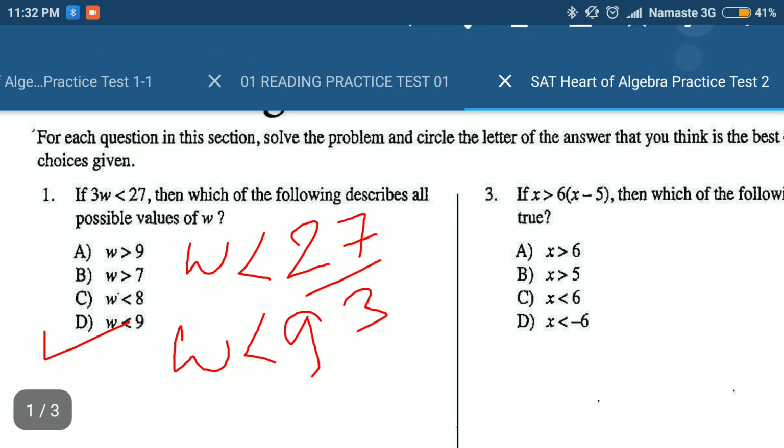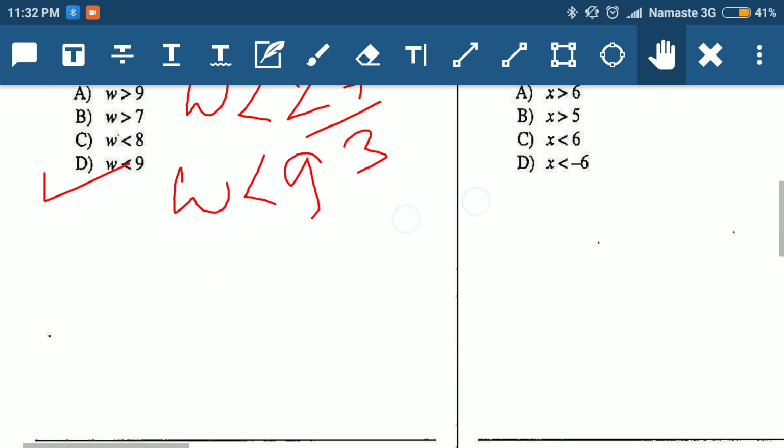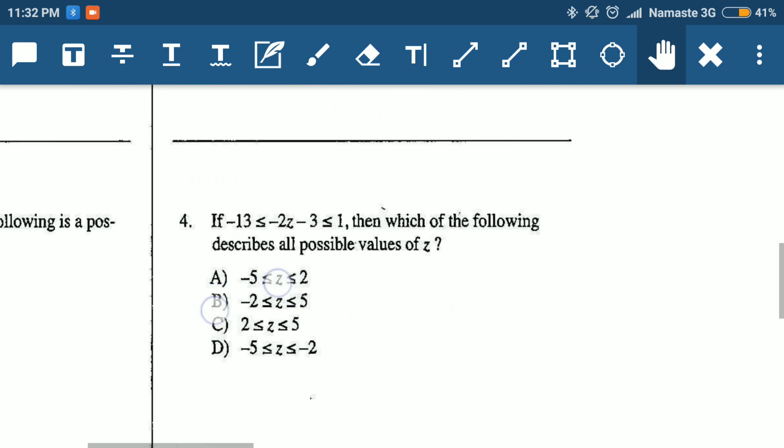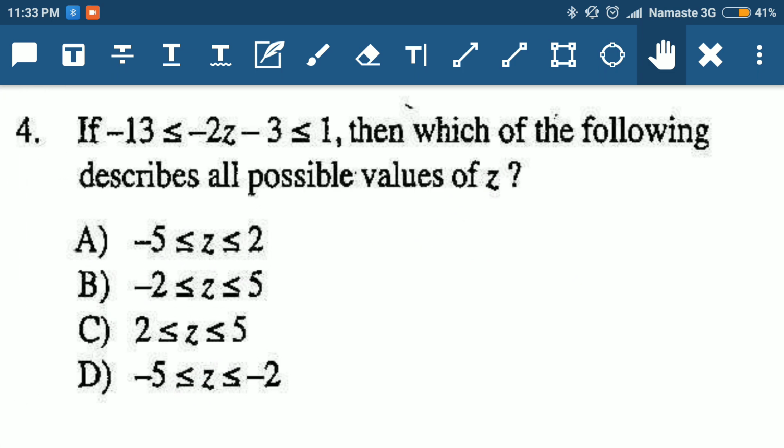Okay, next one. Let's go for question 4. Here we have minus 13 is less than or equal to minus 2z minus 3, less than or equal to 1. What could be the possible value of z?